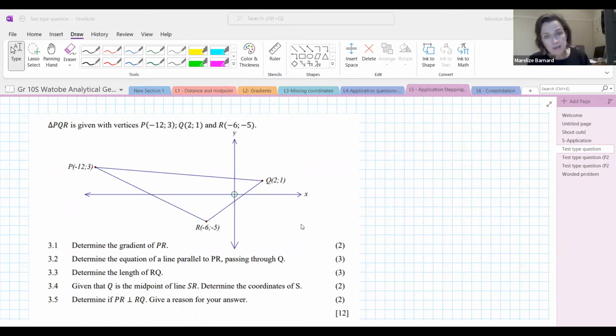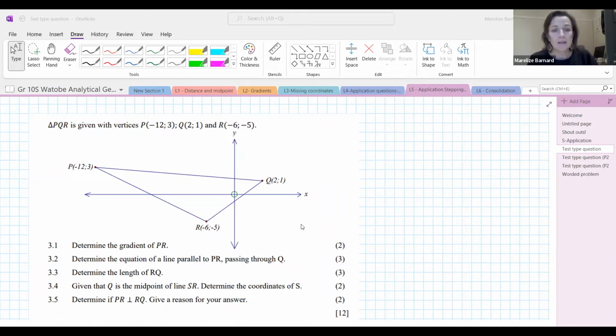So we know how to do that now. And we just need to remember about parallel lines. Parallel lines, the gradients are the same. And then we're going to do the length of RQ. No brainer. We've done that many times now. And then given that Q is the midpoint of line SR, determine the coordinates of S. So that one's going to make you think a little bit.